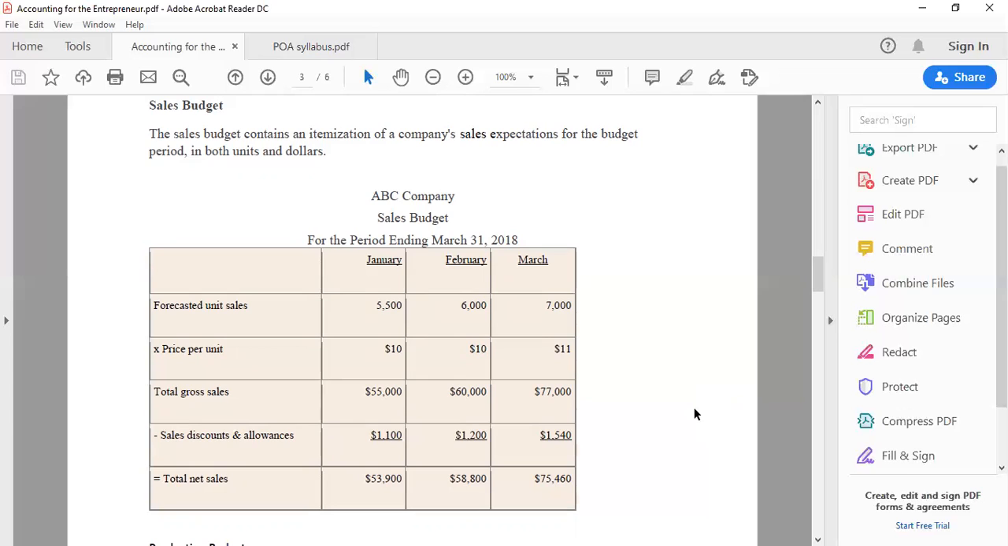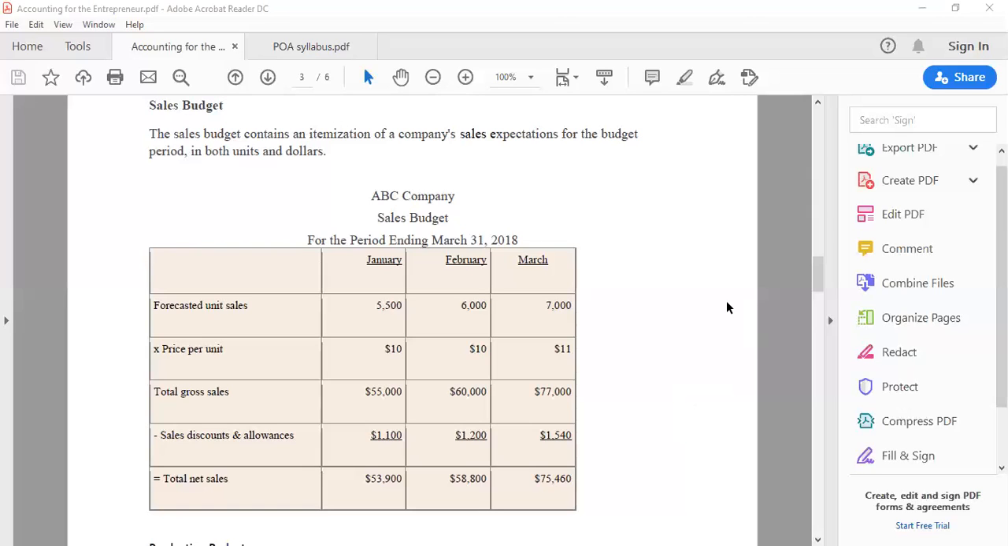So I'm going through the sales budget here. Now this is actually a very simple budget, but the same basic principles will go throughout. If you're doing accounting at a higher level, basically this is the budget that you're working with, right? So I was on March, I was saying sales discounts, $1,540. The discount has to be minus from the total gross sales to give you your net sales of 75,460. This is our budget for the period.